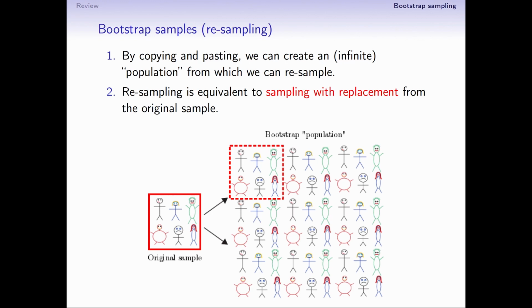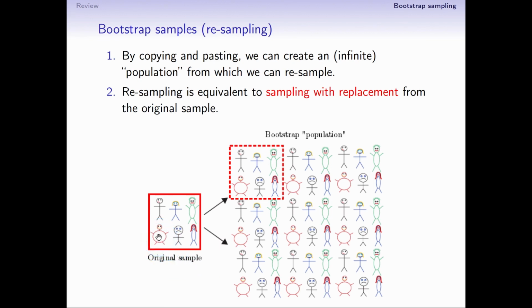Sampling from our bootstrap population is equivalent to doing what's called sampling with replacement from our original sample. Let's look at this in the context of the figure that we have in front of us. Imagine that our original sample consisted of these 6 characters. Now, I want to form another sample of size 6 from this original sample, but this time doing sampling with replacement. So on step 1, I would randomly choose one of these 6 characters.